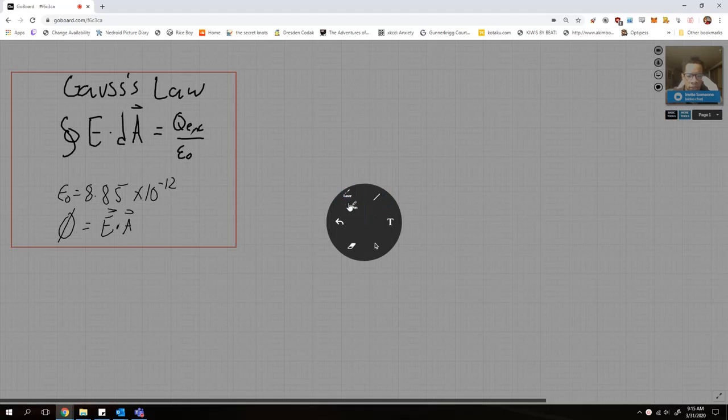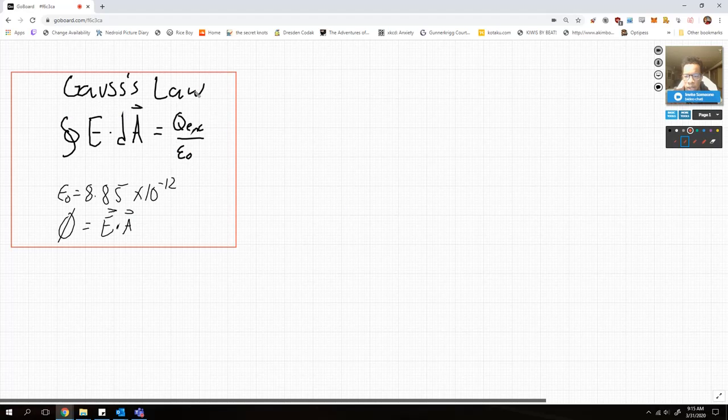All right, so first things first, let's talk about Gauss's law and why we use it. Gauss's law is really just Coulomb's law. Coulomb's law for the electric field is E equals kQ over r squared. And I can show you that Gauss's law is the same later.